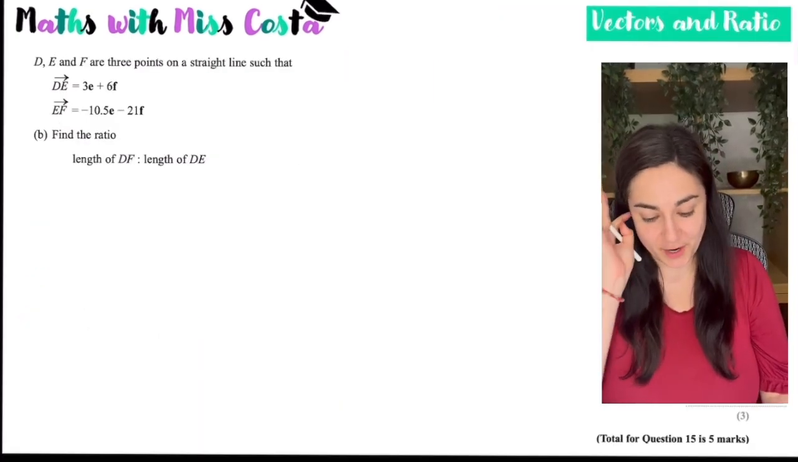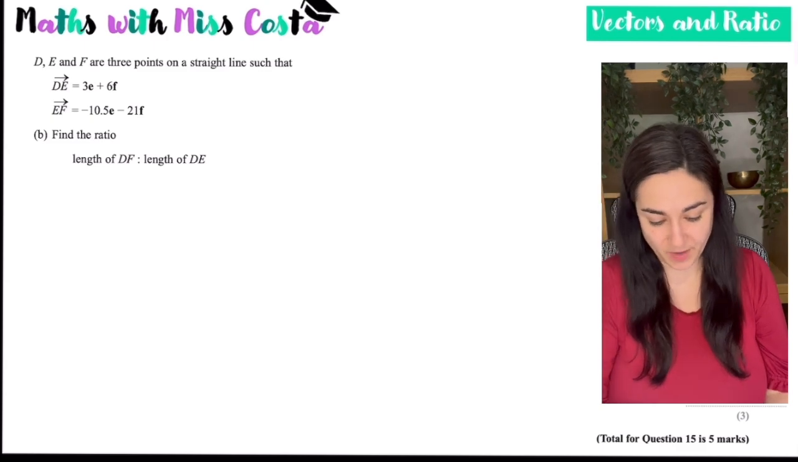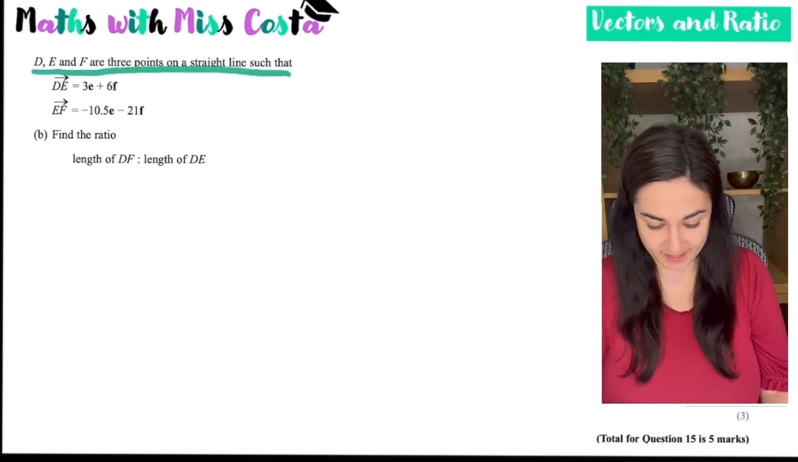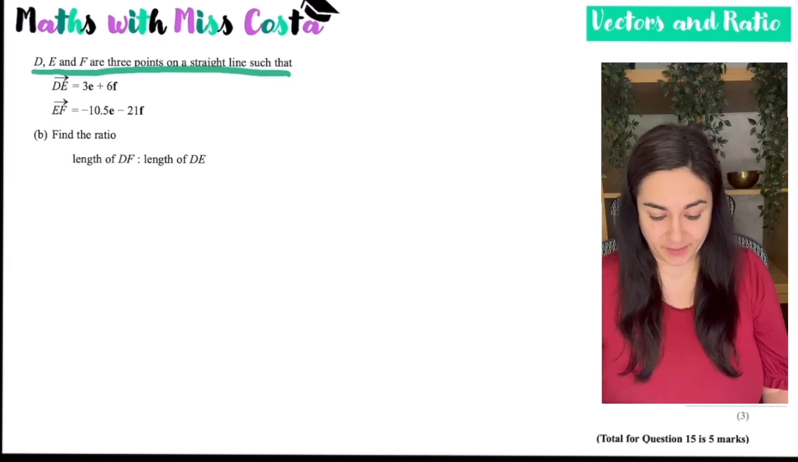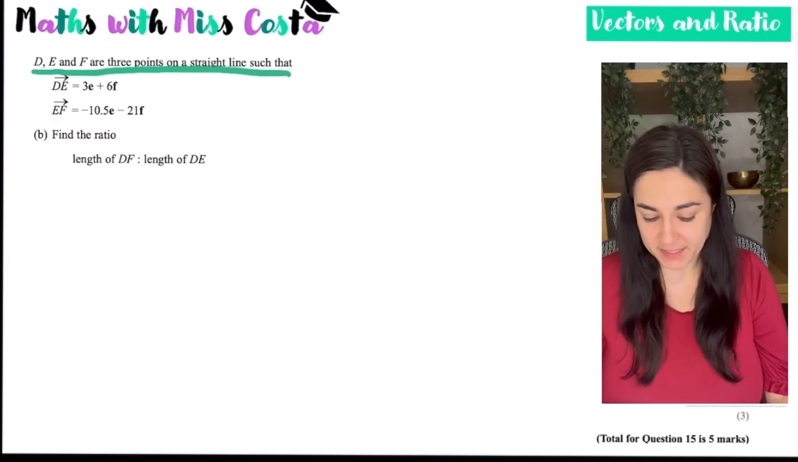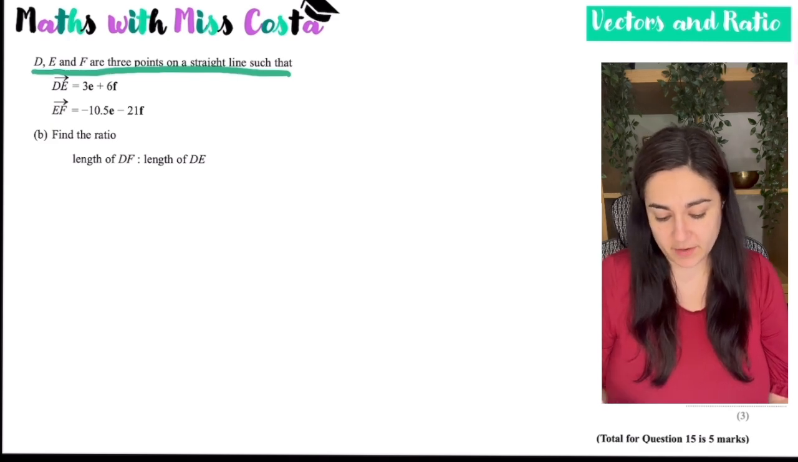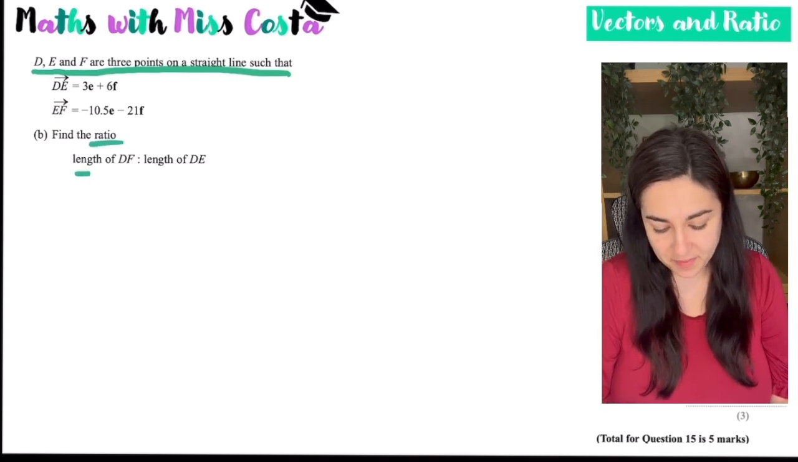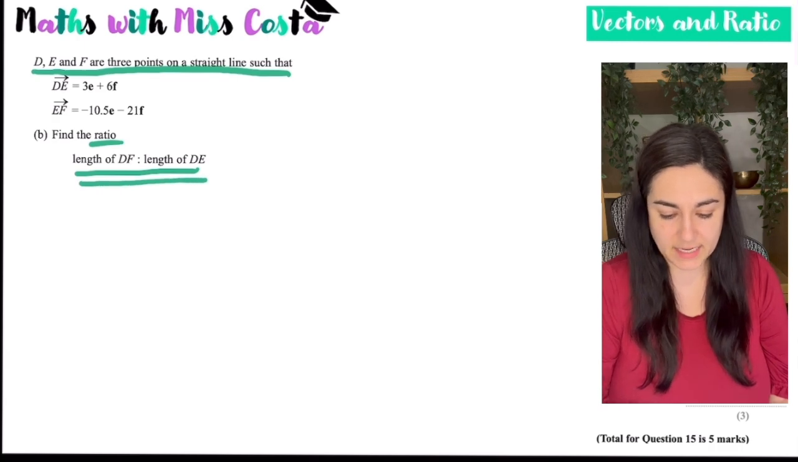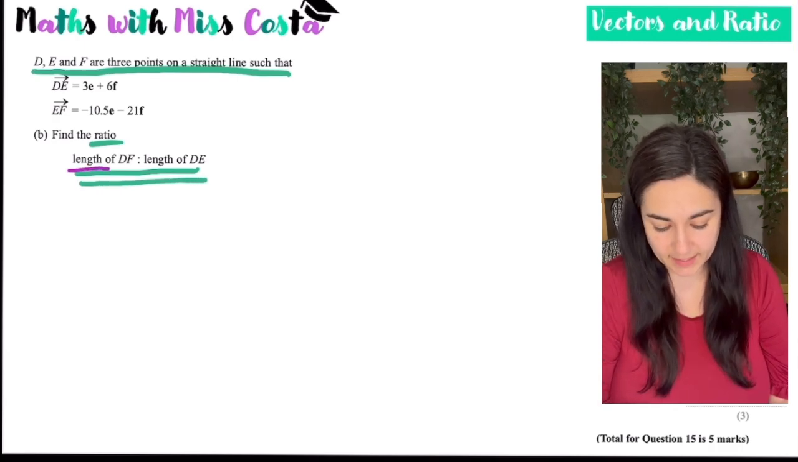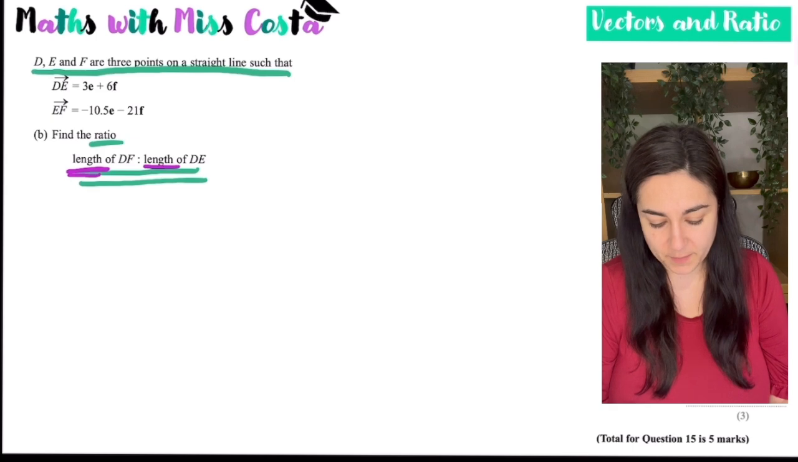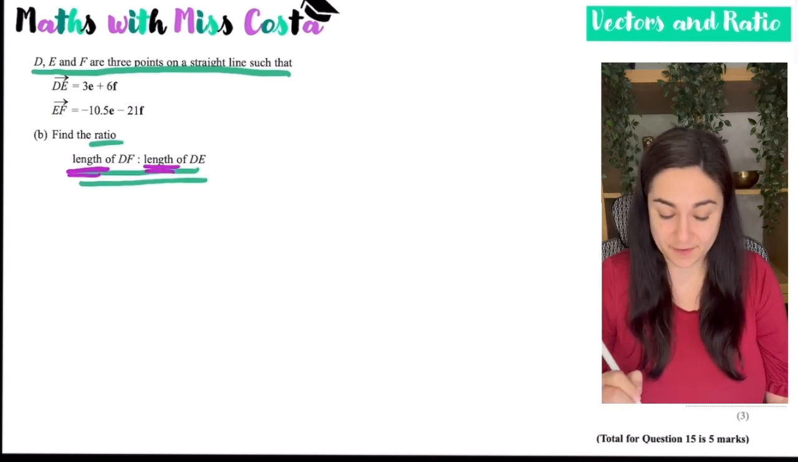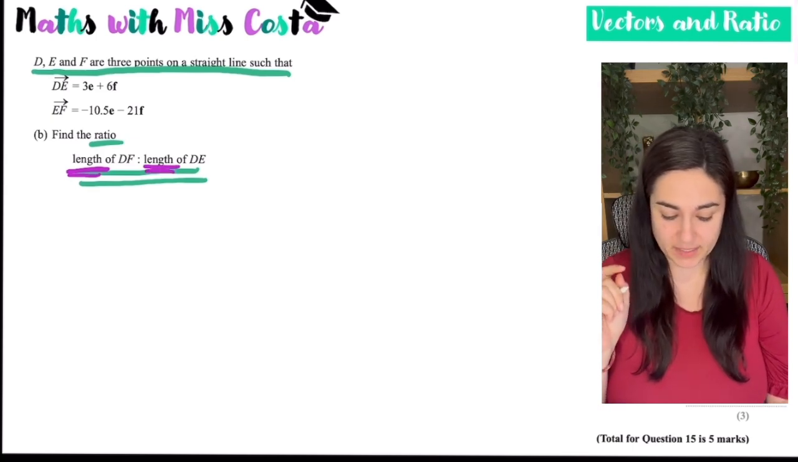So for this question, I am told that D, E and F are 3 points that lie on a straight line such that DE is 3e plus 6f and EF is minus 10.5e minus 21f. I am being asked to find the ratio of the length of DF to the length of DE. Now this is a key part. I'm being asked to work out the length of DF as a straight line and the length of DE.